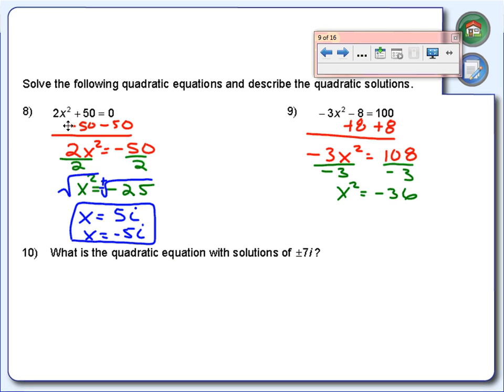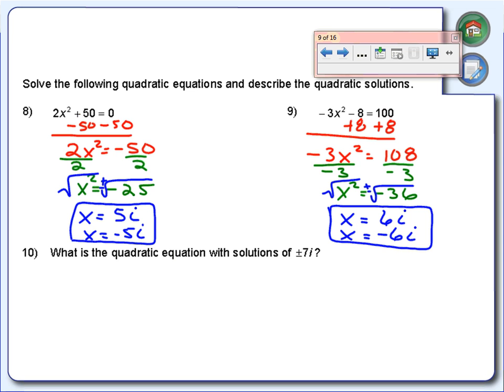We're almost there. The opposite of squaring something is to take the square root. And the square root of -36 is 6i. But again, don't forget we do have two solutions. We got the positive square root of -36 and the negative square root of -36, which means I would also have -6i. So once again, notice how they are complex conjugates.